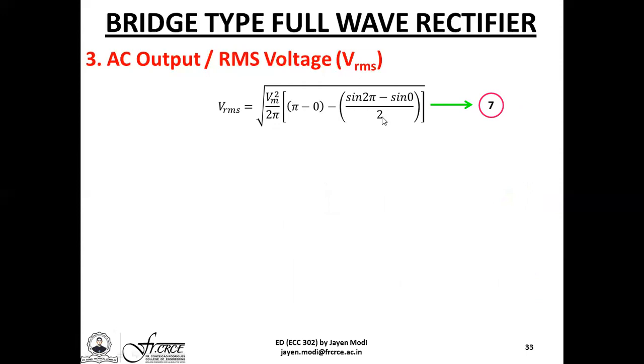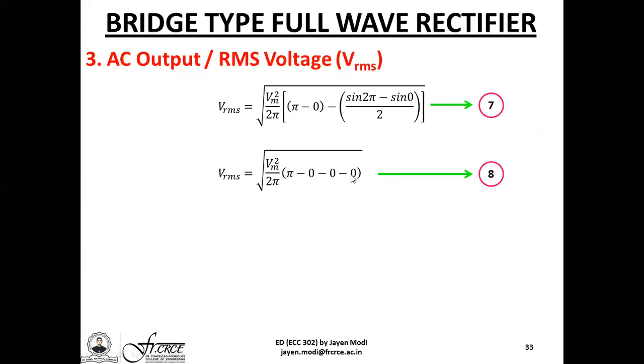And solving this, what we get is VRMS is equal to square root of Vm square upon 2 pi brackets open, pi minus 0 is appearing exactly as it is. Sine of 2 pi is 0, 0 upon 2 is 0, and a small apology from my side, minus and minus should be plus, so there should be a plus sign over here. So this is again a 0. So 0 upon 2 gives you a 0. So it will be pi minus 0 plus 0.